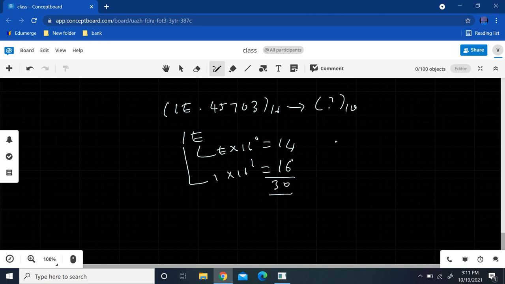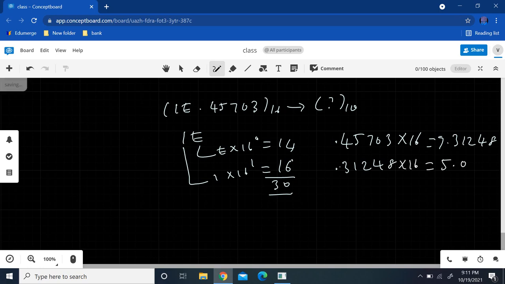And for the fractional part, how are we going to convert it? .45703 into 16, you will get the result 7.31248. Then take only the decimal part alone, .31248 into 16 equals 5.0. After the decimal point we got 0, so we stop our multiplication here, because if you do .0 into 16, again you will get .0. So we stop there, and the equivalent decimal is 30.75 base 10.